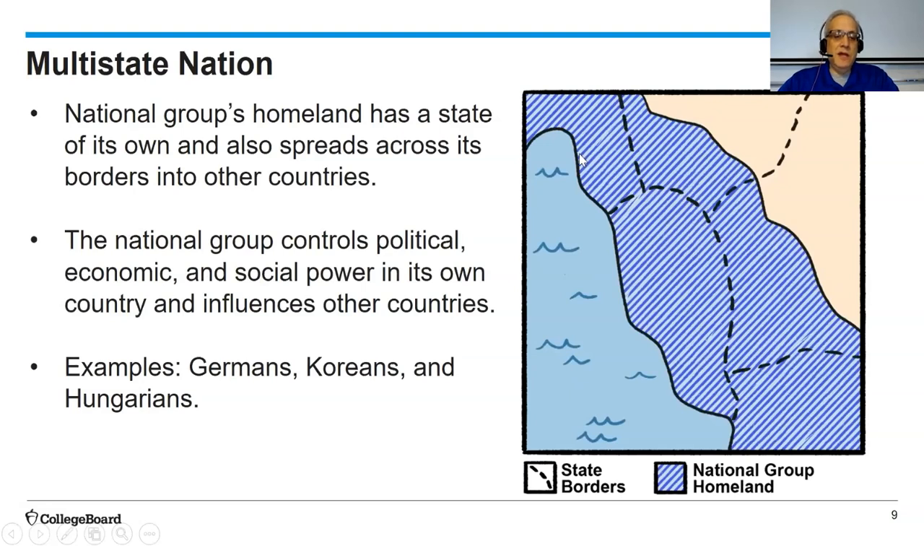A multi-state nation is where we have that national group homeland, and that national group actually controls a state, but also spreads across its borders into other states as well. The national group is able to control the political and economic and social power in its own country, but it also has influences in other countries. Very good examples of this include Germans, Koreans, where you have one group of people who speak the same language and have the same culture, but they're spread out essentially over two different countries, North and South Korea, and Hungarians.